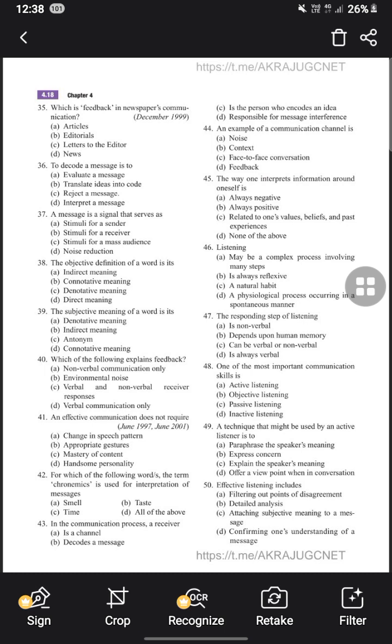One of the most important communication skills is what? 48 is A, that is active listening. A technique that might be used by an active listener is 49 is A, that is paraphrasing the speaker's meaning. Effective listening is what? 50 is D, that is confirming one's understanding of a message, that is effective listening.